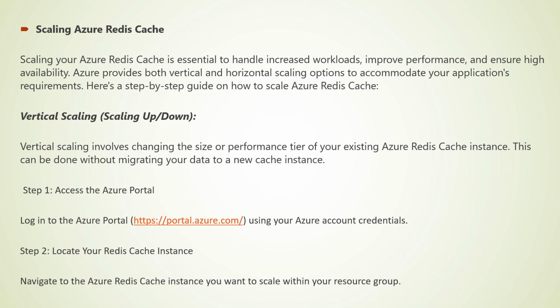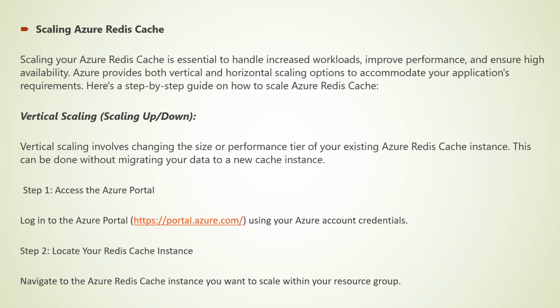Vertical scaling, scaling up/down. Vertical scaling involves changing the size or performance tier of your existing Azure Redis Cache instance. This can be done without migrating your data to a new cache instance. Step 1. Access the Azure portal. Log into the Azure portal, https://portal.azure.com, using your Azure account credentials.